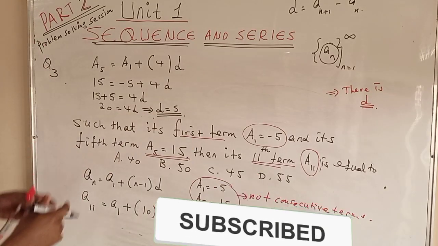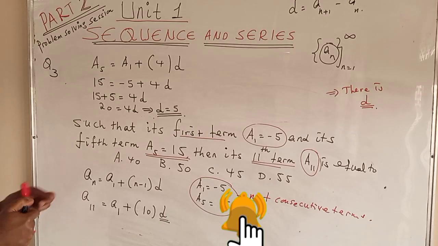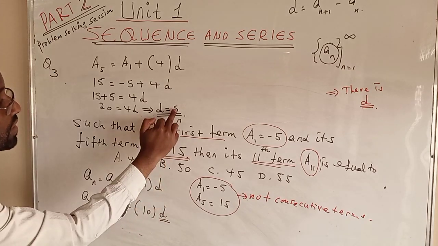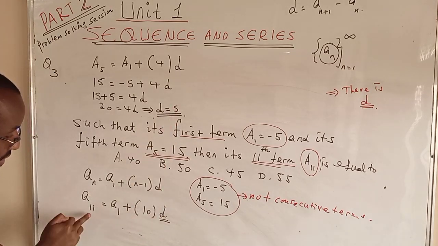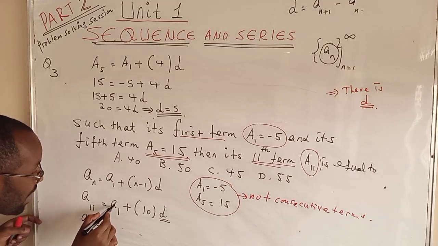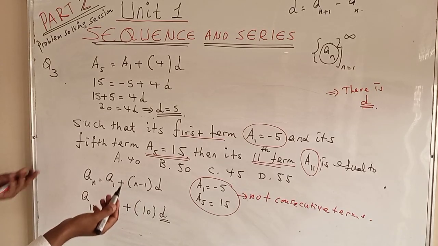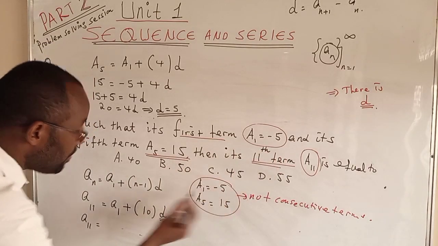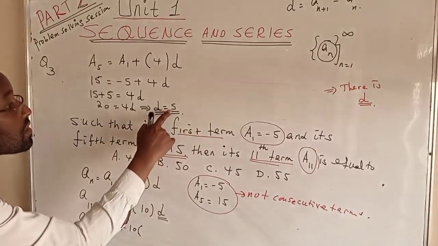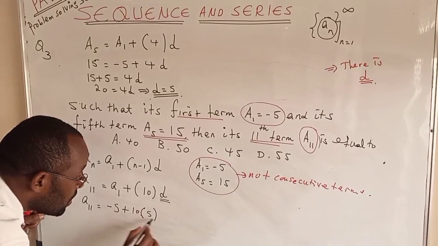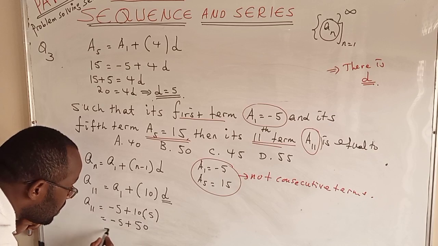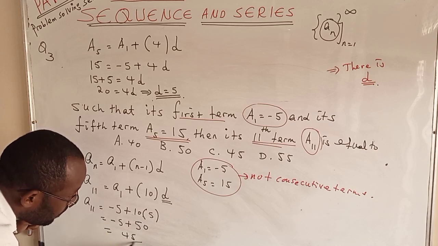So the common difference of this sequence is 5. Now that we have found the common difference, we can insert it here to find the 11th term. So here A11 is equal to A1, our first term is already given, which is -5. So here is -5 plus 10 times the common difference, which is 5. So you get -5 plus 50.